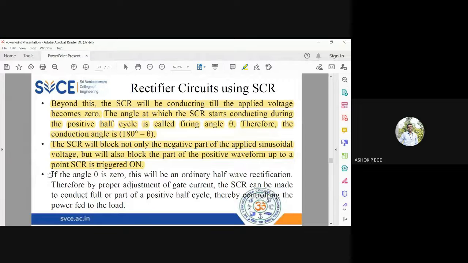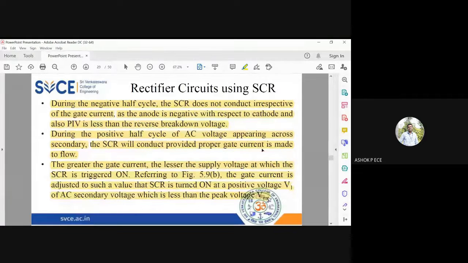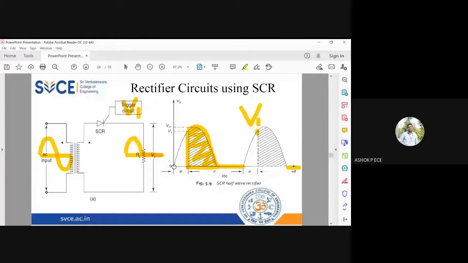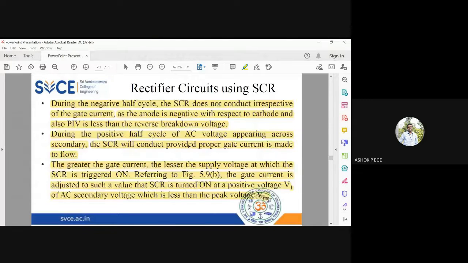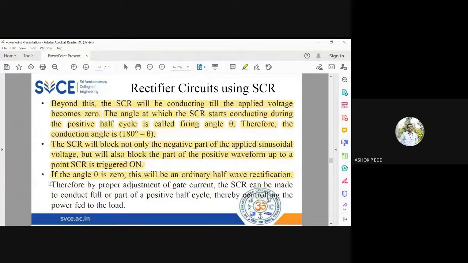If the firing angle theta is 0, then there will be half wave rectification. So if you make this theta 0, then it will conduct for the positive half fully. How you fix theta will depend on your voltage V1. After theta only, it starts conducting. Therefore, by proper adjustment, the SCR may be made to conduct for the entire positive half cycle or a part of the positive half cycle, thereby controlling the power fed to the load.